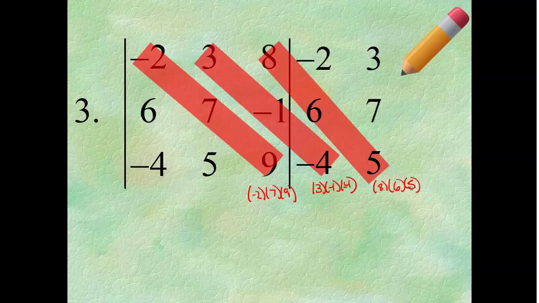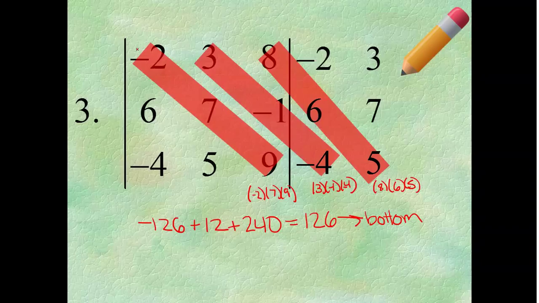So let's figure out what our bottom is. -2 times 7 times 9 is -126. 3 times -1 times -4 is a positive 12. So I'm going to add on my diagonal. And then we're going to add 8 times 6 times 5, which is 240. Combine all that, we're going to get 126. Now, that is our bottom. Notice how they're going from the top to the bottom.